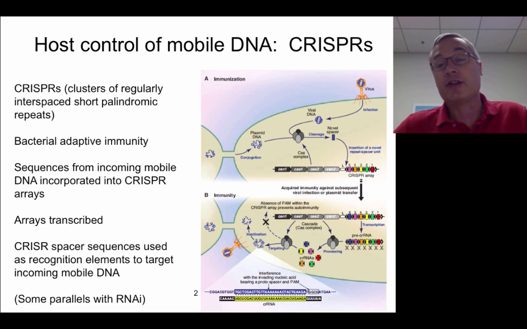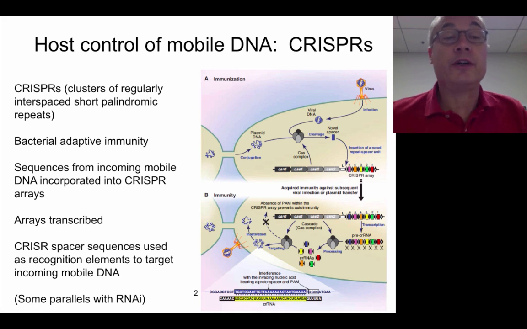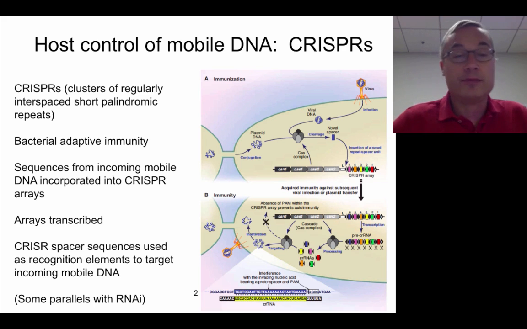We also asked about the CRISPR system. Very interesting new area, probably familiar to many of you, but I'll introduce the CRISPR system on this slide and then tell you about what we found in another slide. CRISPR stands for clusters of regularly interspaced short palindromic repeats. It's a form of bacterial adaptive immunity discovered just in the last few years.